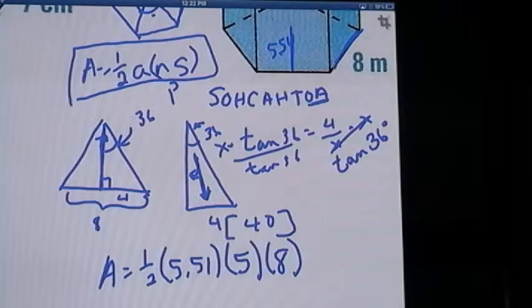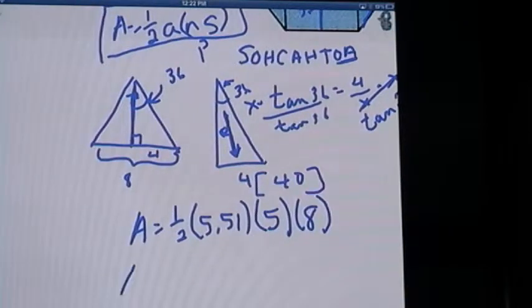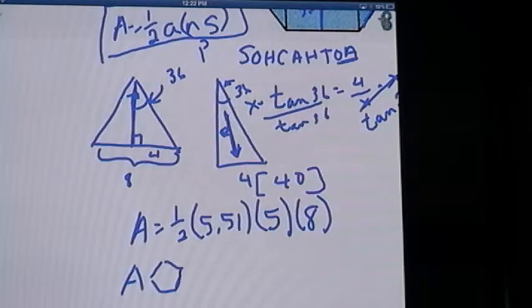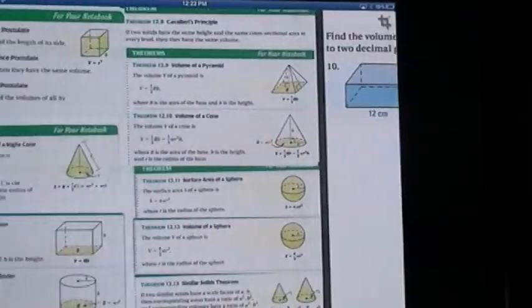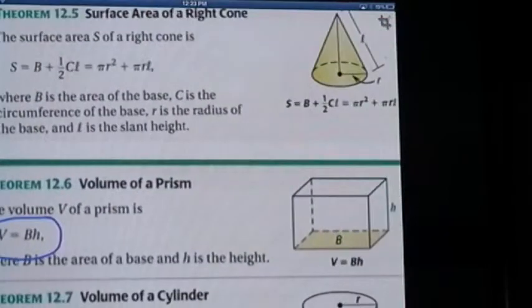Okay? So 1/2 times 5.51 times 5 times 8 is 110.2. And that's the area of a pentagon. So we're going to draw that area of the pentagon, or if you don't want to draw it, you can just write pentagon. And it's 110.2.